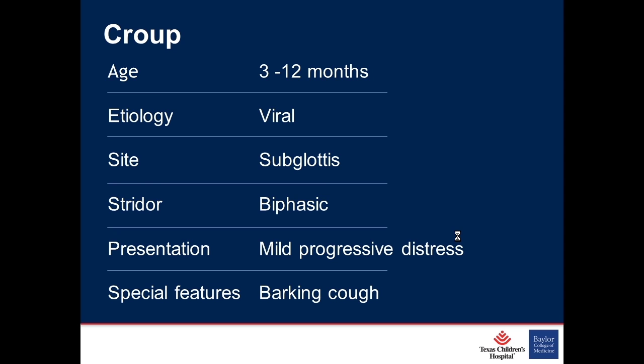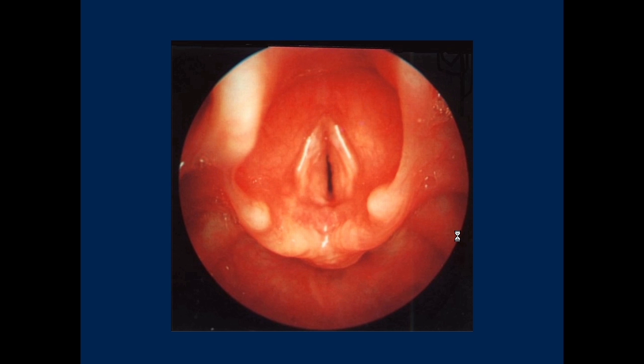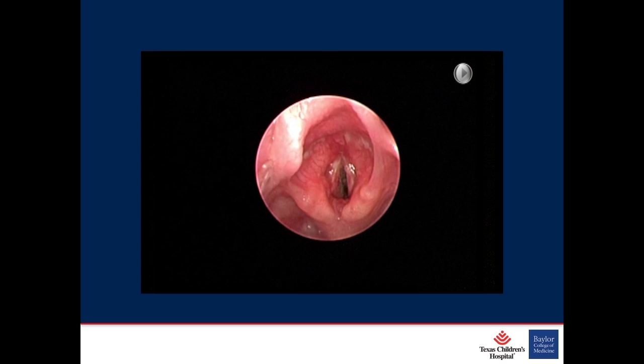The stridor, as you know from before, is biphasic because it's in the subglottic area. And the presentation is mild progressive distress. Usually it can be treated with just steroids and cool mist humidifiers. And they can typically go home after a diagnosis of this disorder. They typically have a barking or seal-like cough. And this is a picture of a patient with croup. And you can see just below the vocal folds, there's edema and swelling.